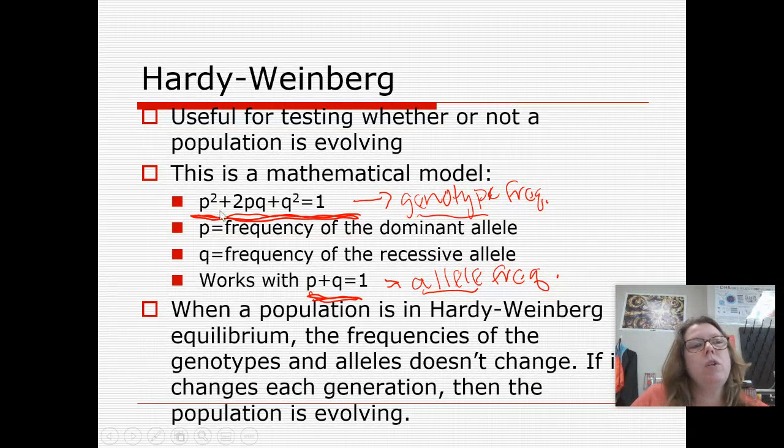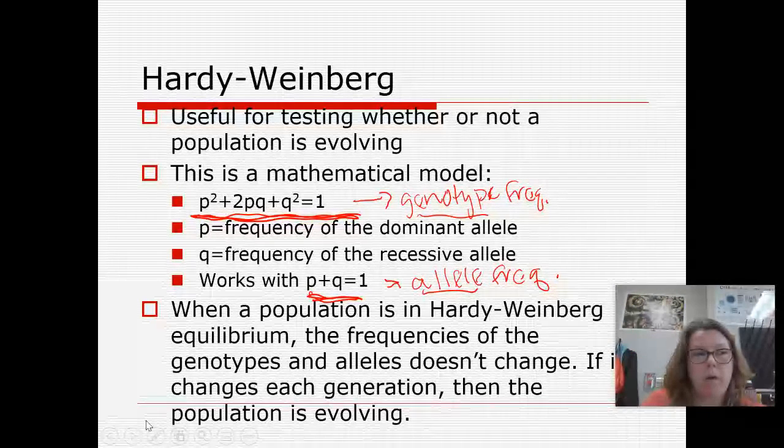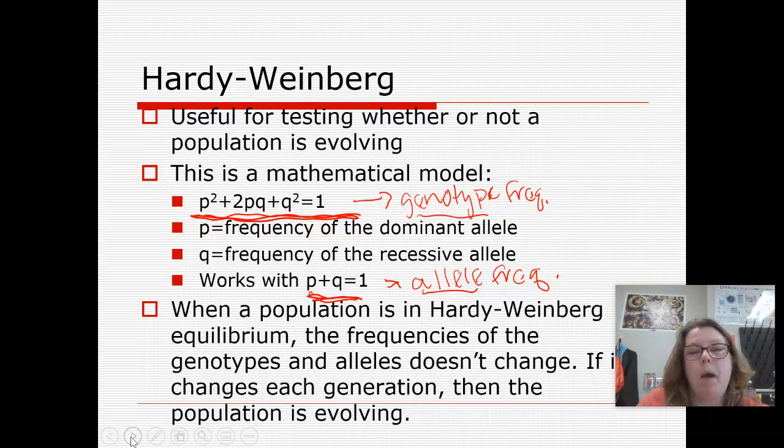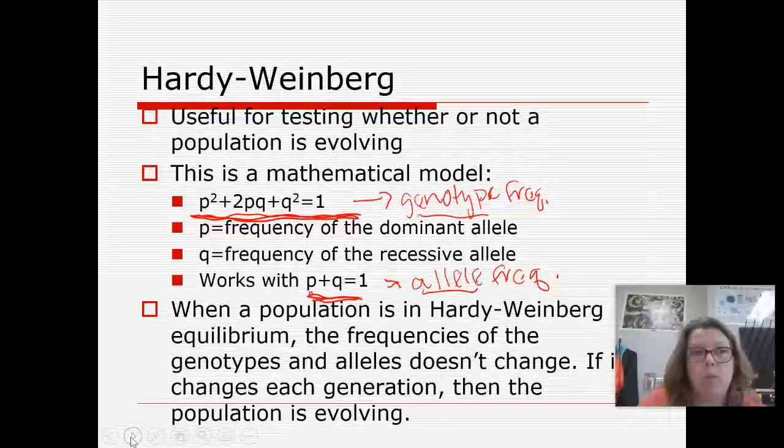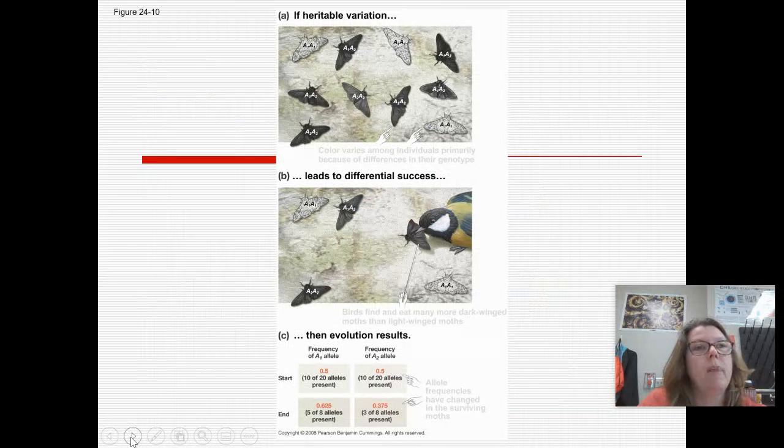If you start to see the numbers in any of these terms changing over time, or you see the frequency of certain alleles changing over time, then you know the population is evolving. So you can track using this Hardy-Weinberg equation whether or not you've got a population that's stable, in equilibrium, or evolving. All right.